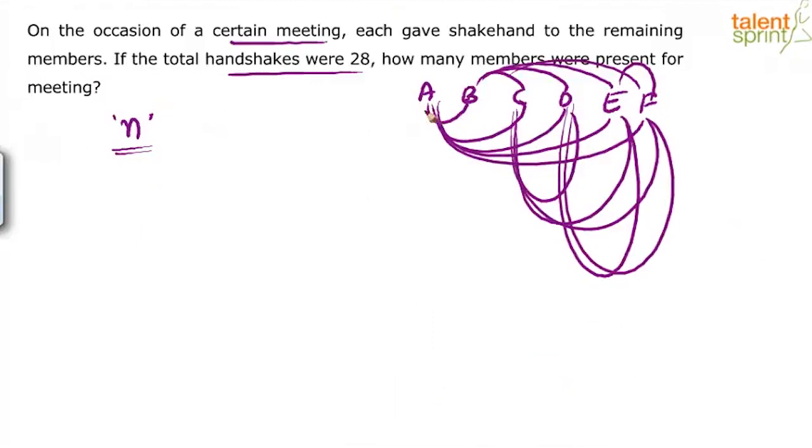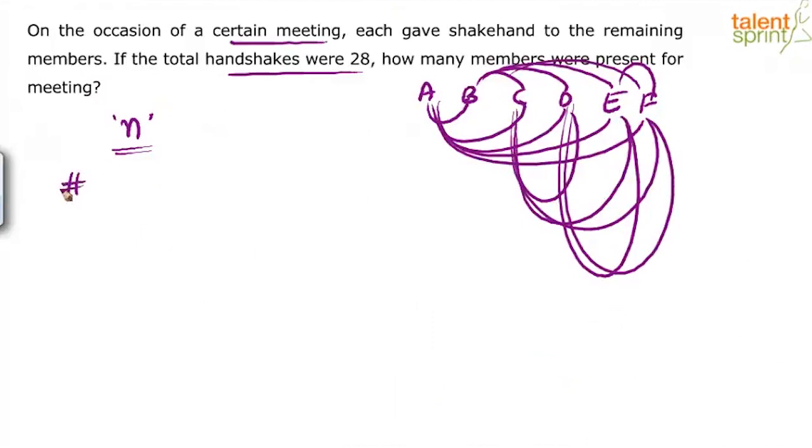So you are basically trying to find out the number of pairs. How many pairs can be formed from A, B, C, D, E, F? How many different pairs can be formed? So AB is one pair, AC is one pair, then AD, AE, AF, BC, BD, BE, BF, CD, CE, CF, DE, DF, and EF. So the number of pairs is nothing but choosing two persons out of n persons. And that will give us the number of handshakes.